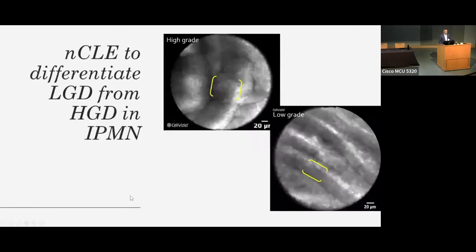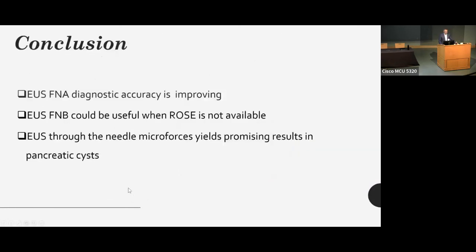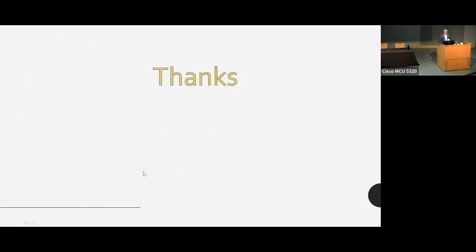So in conclusion, EUS FNA diagnostic accuracy is improving. EUS FNB could be used when ROSE is not available, and EUS through-the-needle microforceps yields promising results in pancreatic cysts. Thank you so much.